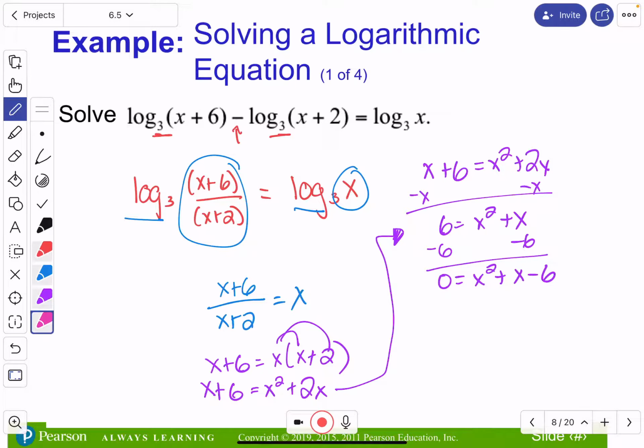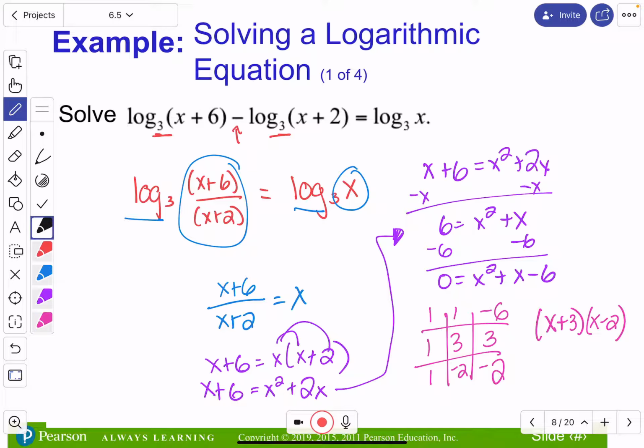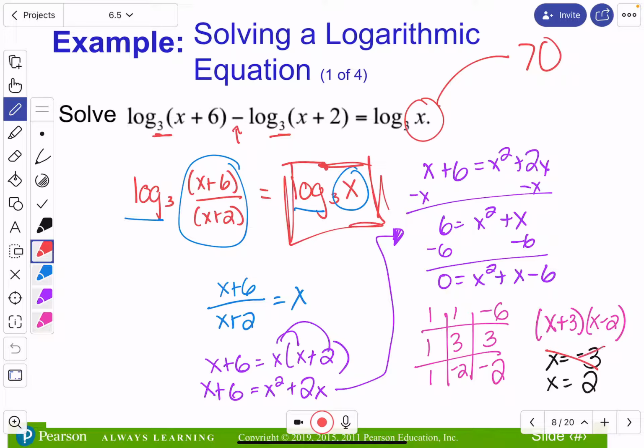So we can tic-tac-toe, factor it out. So we'd have a positive 3 and a negative 2. So 1, 1, 3, negative 2, x plus 3, x minus 2. And then if we made those both equal 0, our two possible solutions are going to be negative 3 and positive 2. Well, if you remember back, your logarithm has to be greater than 0. So because of this x right here, we can't have the negative 3. So our only solution is x equals 2. It's the only choice we have.